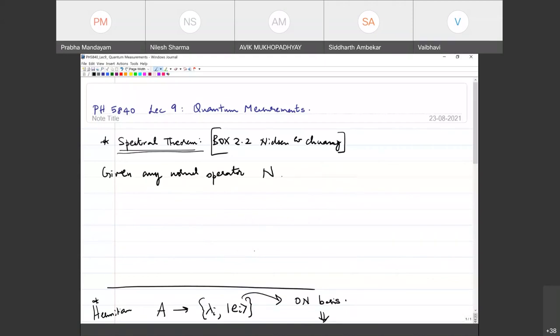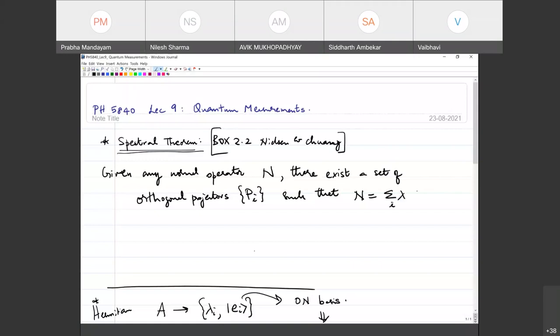Let me say it like this: given a normal operator N, there exists a set of orthogonal projectors E_i such that N can be expanded as the sum over i of lambda_i E_i. So this is a kind of if and only if statement: if you're given a set of orthogonal projectors and a set of lambda_i, where the lambda_i are just some scalars, some complex numbers.